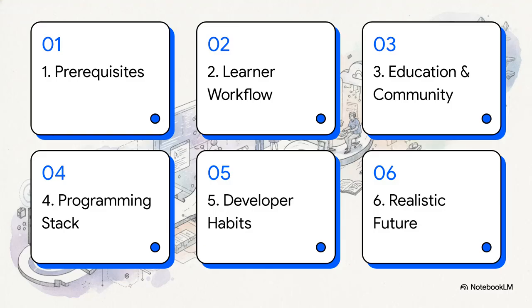Here's our roadmap for today. We're going to cover 1. Prerequisites and fundamentals. 2. The 6-stage learner workflow. 3. Education and community ecosystem. 4. The quantum programming stack. 5. Essential developer habits. And finally, number 6, the realistic quantum future.